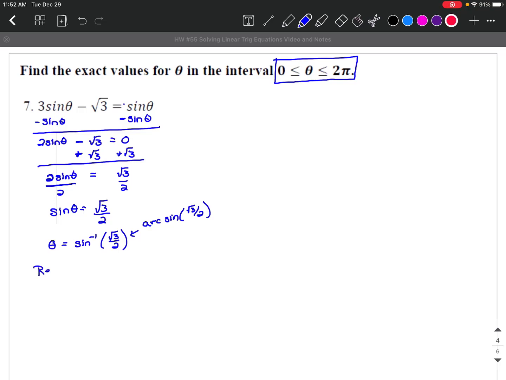So we think about our reference angle. What angle has a sine of radical 3 over 2? That would be 60 degrees, or remember we're in radians, that's pi over 3. Okay, now we think about our positive or negative. We know that all students take calculus, and since sine theta was a positive radical 3 over 2, that means we can be in quadrants 1 or 2. Now we like when it's in quadrant 1 because that's easy. It is the angle, the reference angle, pi over 3.